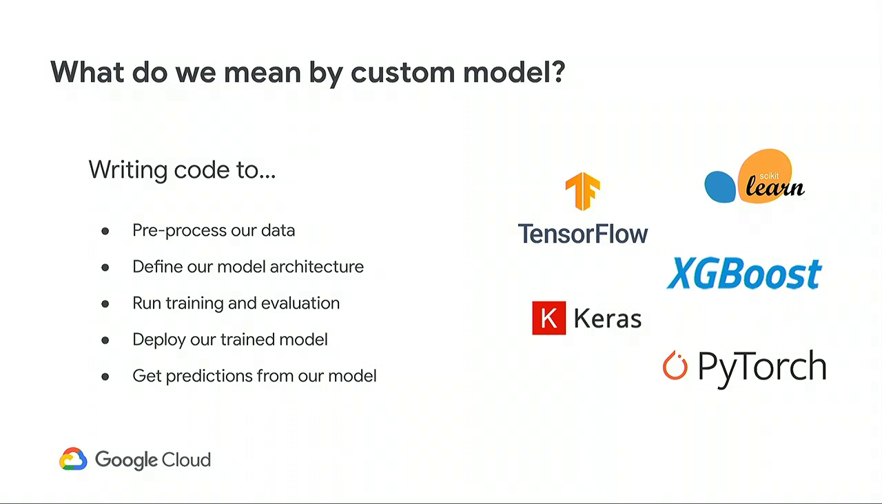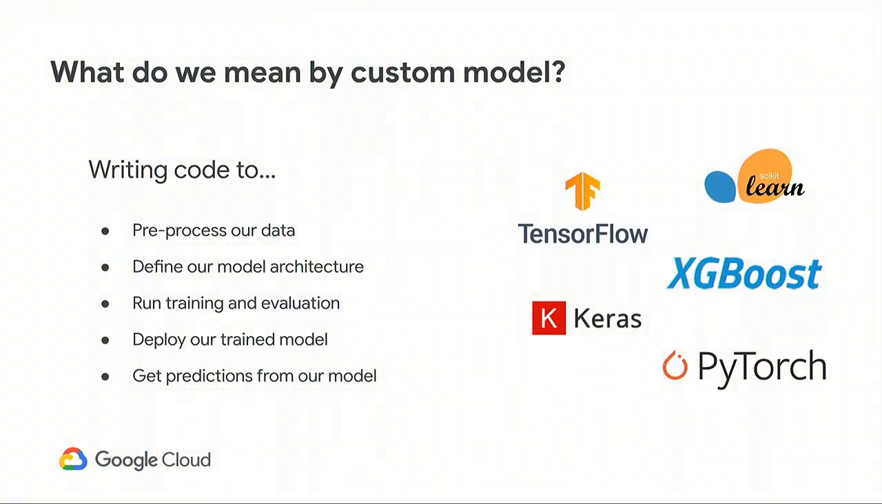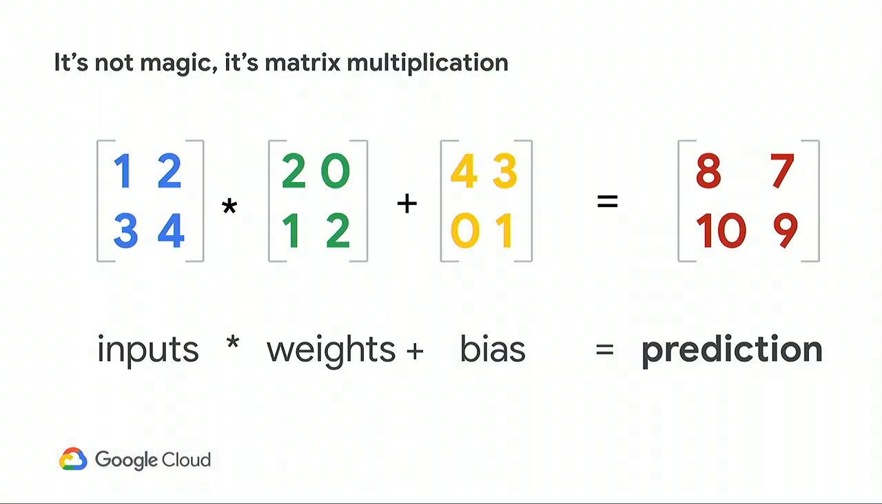Thanks, Yufeng. So before we dive into some code, let's talk about what we mean by custom model. When we say custom model here, we're going to be writing code. In this example, we'll be using TensorFlow and Keras. We'll write code to pre-process our data, define our model architecture, define each of the layers of our model. We'll run training and evaluation. We will deploy our model, and then we will get predictions from our trained model. Machine learning models can a lot of times seem like a black box and a lot of magic.